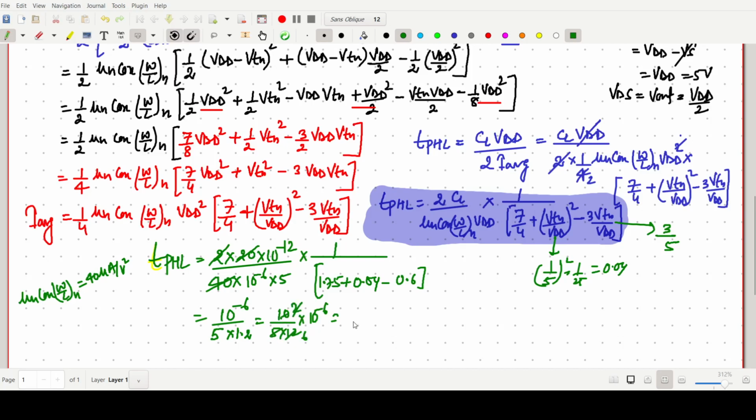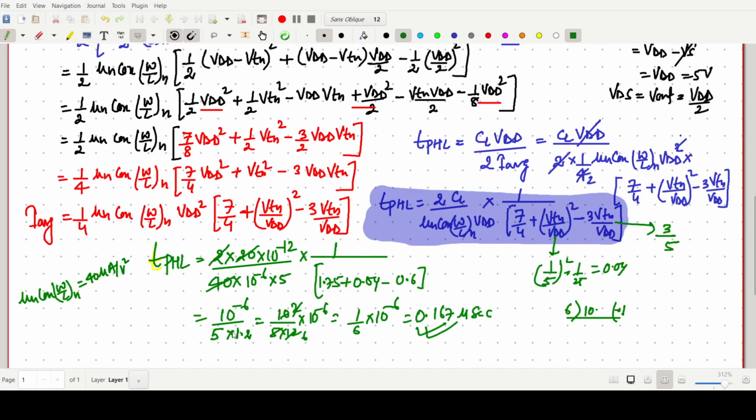Then 1 by 6 into 10 to the power minus 6. Then if we solve this one, it will come around 0.167 microsecond, 10 to the power minus 6. Okay, 6 by 1, then 36, so it should be 0.167, 10 to the minus 6 by 5.